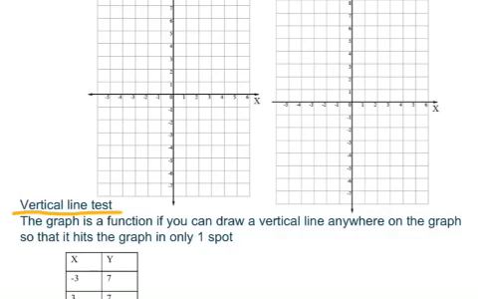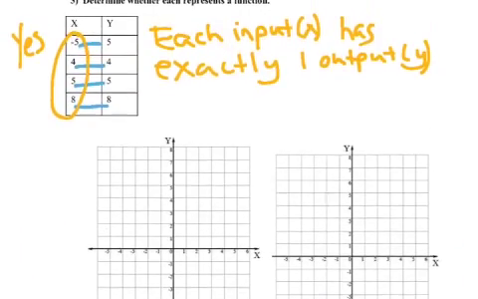Basically, the graph is a function if you can draw a vertical line anywhere on the graph so that it hits the graph in only one spot or one location. And that's what I'm going to show you now.